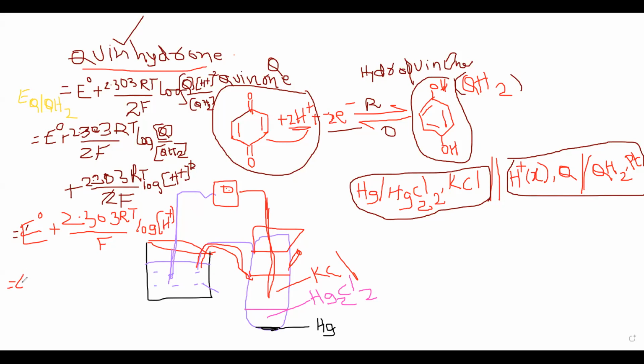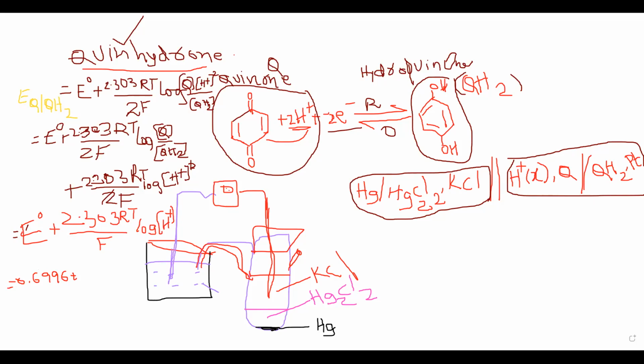E is equal to E0. E0 of which one? Of the electrode. Which electrode are we speaking about? Quinhydrone electrode. It is equal to 0.6996. It is constant. You have to remember this one. 0.6996 plus. Can anybody tell me what this simplified form is equal to?